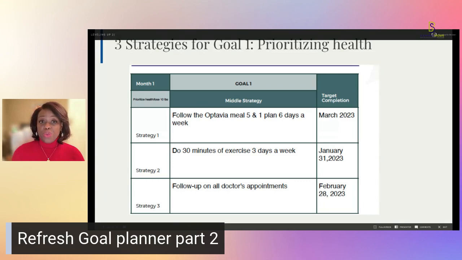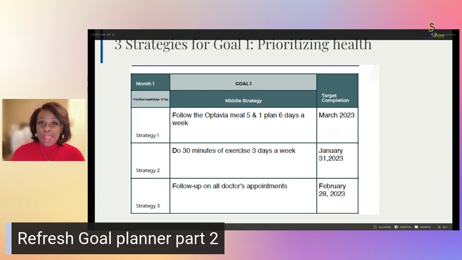I developed 3 strategies for this goal. But remember, you can do 1 strategy or 2 strategies. You don't have to do 3 strategies. So strategy 1 is for me to follow the Optavia 5-in-1 meal plan, 6 days a week.